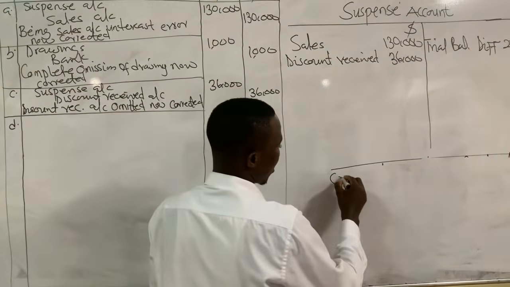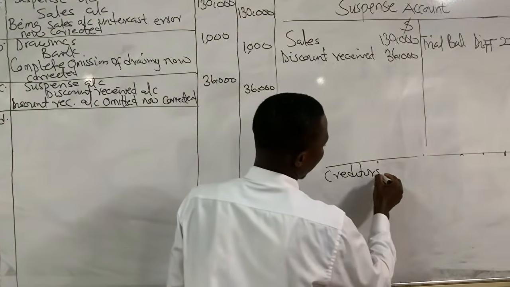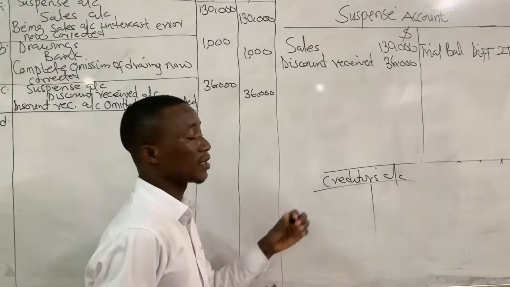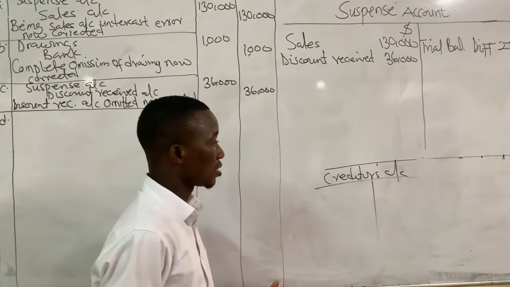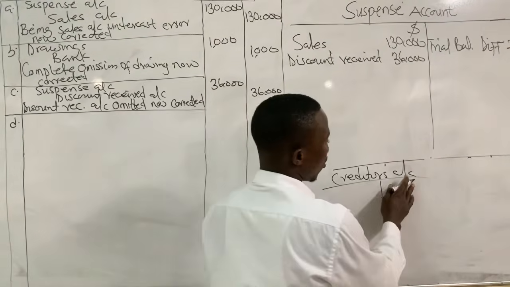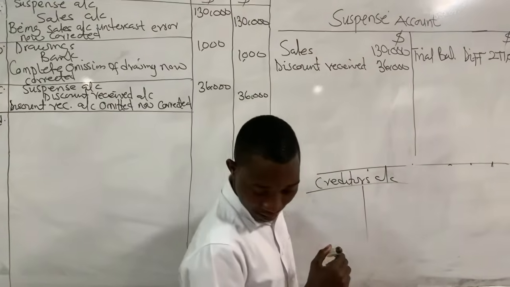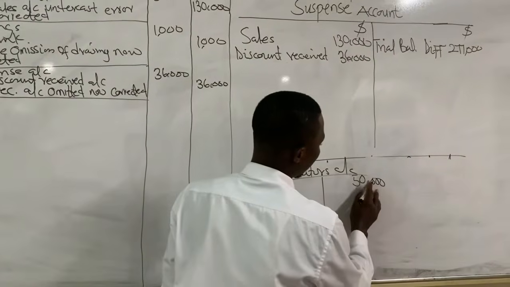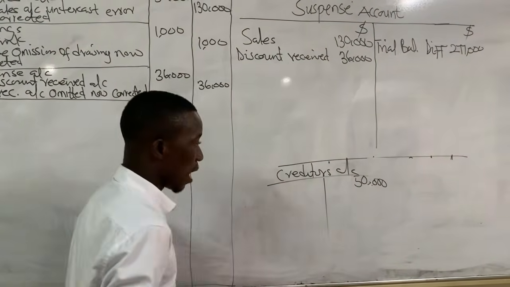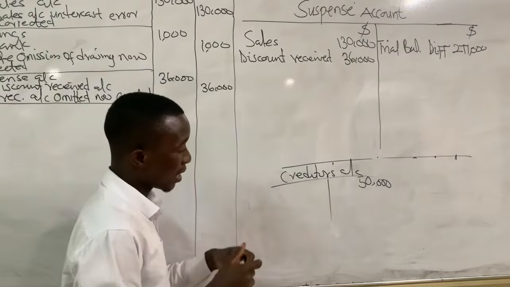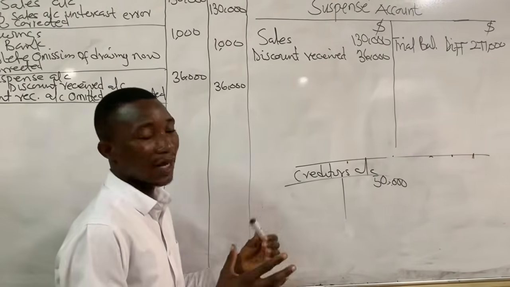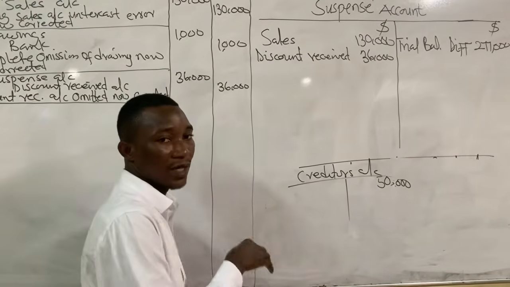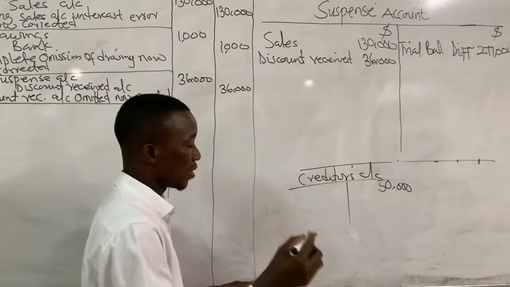Okay, so we have our creditors account, and it has been omitted. We know that the creditors has a credit balance. We didn't record it. Is that okay? So we come back and record it, and the amount is $50,000. And because this error has no other entry to be made, we pass it through the suspense. Because this error affects the agreement of the trial balance, we pass it through suspense.